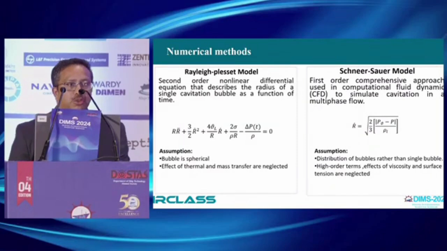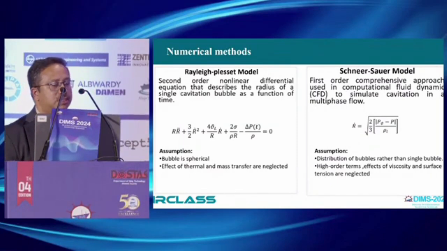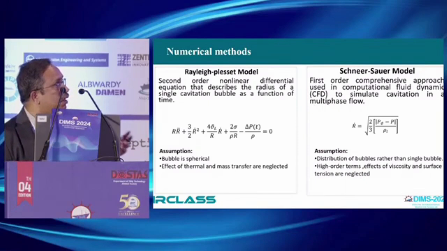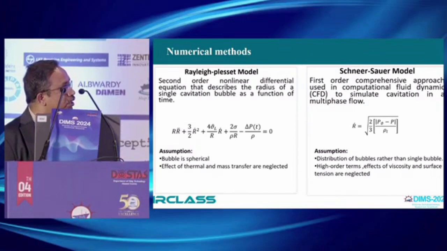So coming to the available numerical methods, there is the higher order method, that is the Rayleigh-Plesset model. This is a second order model wherein R double dot, the radius of the bubble with variation in time, can be calculated using this formulation. Here in this model, the major considerations are the fluid viscosity, kinematic viscosity, and the surface tension. The major assumption is that the bubble is spherical.